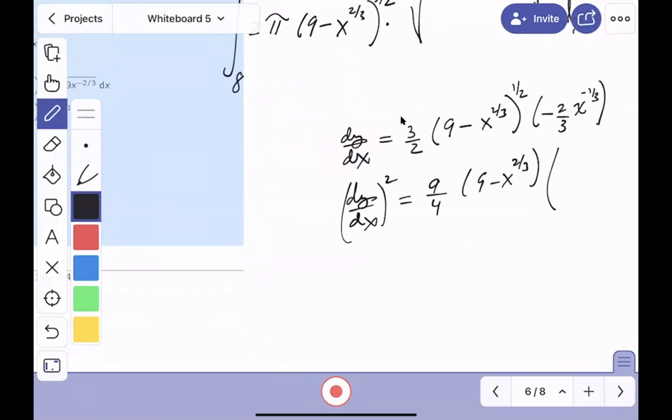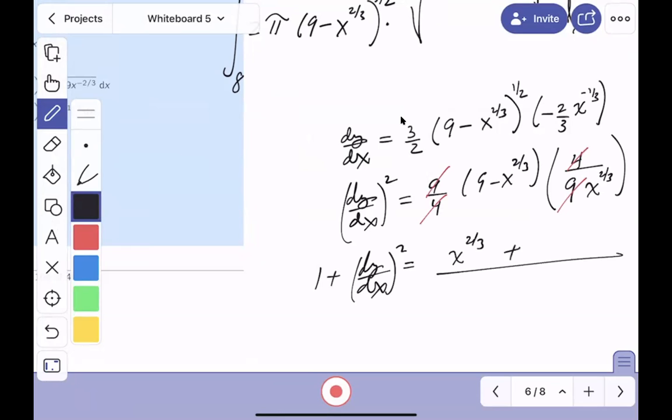And if you square this guy over here, what do you get? You get 4/9. Boy, isn't that convenient? And x to the 2/3. All right, this is starting to look a little crazy, isn't it? I notice there's some cancellations though. You get the idea? Now what am I going to do? I'm going to add 1 to it. And what would that give you? It would give you x to the 2/3 plus 9 minus x to the 2/3, over x to the 2/3.